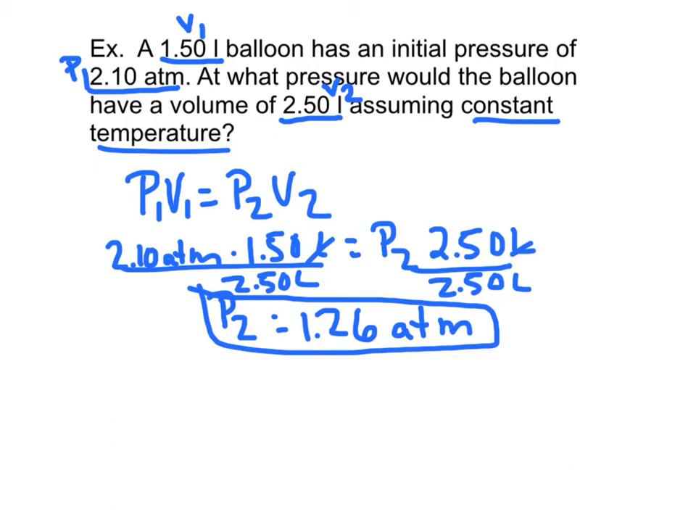And also, I just want to take a look and make sure that this makes sense, because the pressure went from 2.10 atmospheres to 2.5, so the pressure went up. These are inverse relationships, so the volume should have gone down. And at 1.5 down to 1.26, oh good, that does make sense. So I probably did it right, and that's my answer.